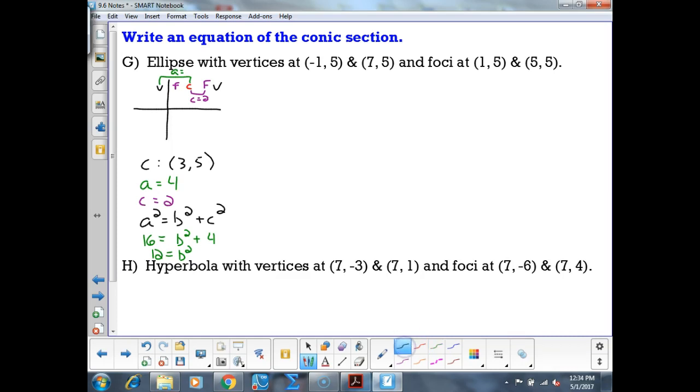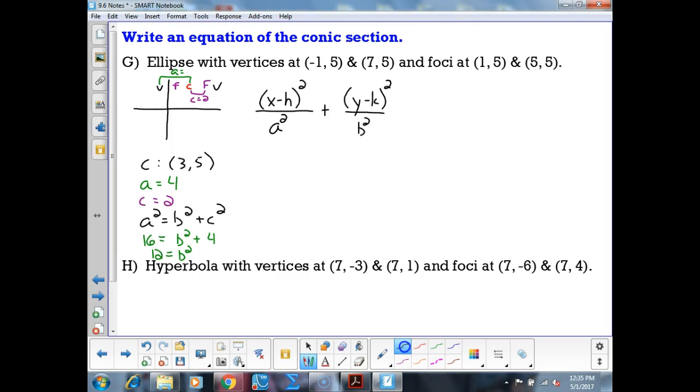The equation of an ellipse is x minus h squared over, in this case, a squared, plus y minus k squared over b squared equals 1. So my ellipse in this case is x minus 3 quantity squared over 16 plus y minus 5 quantity squared over 12 equals 1.